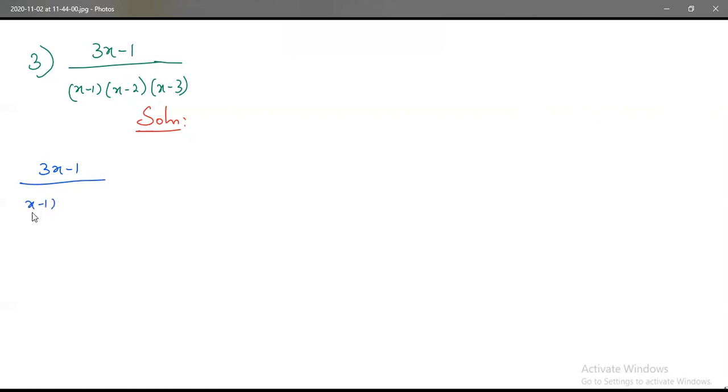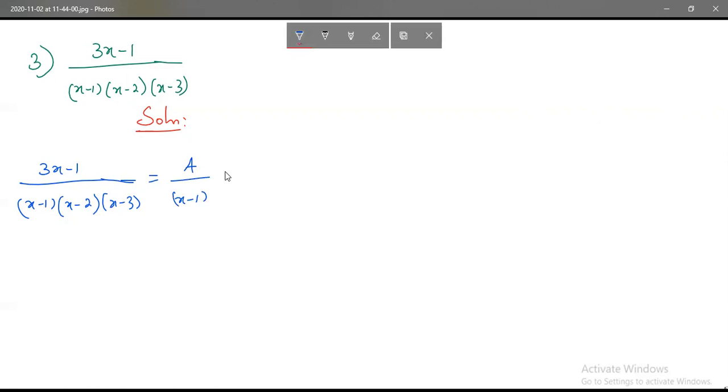You can write in partial fractions as, here you have a product of three terms, right? So in the denominator you have a product of three terms, so you can write it as a by the first term, plus b by the next, x minus 2, and c by x minus 3. So now do the addition of fractions.